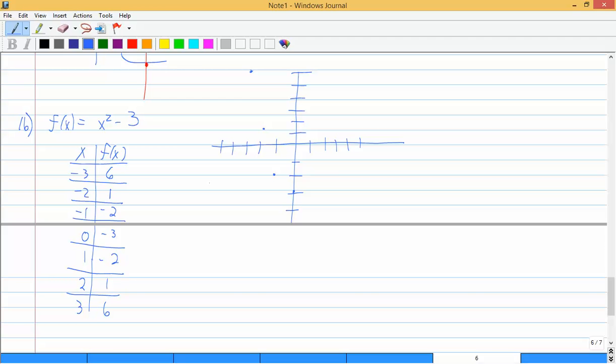0, negative 3 is right here. 1, negative 2 is here. 2, 1 is here. And 3, 6 is here. Alright, so it's going to be, and it's not perfect, but it's going to be a U-shaped graph opening upward that crosses right here at x equals negative 3.